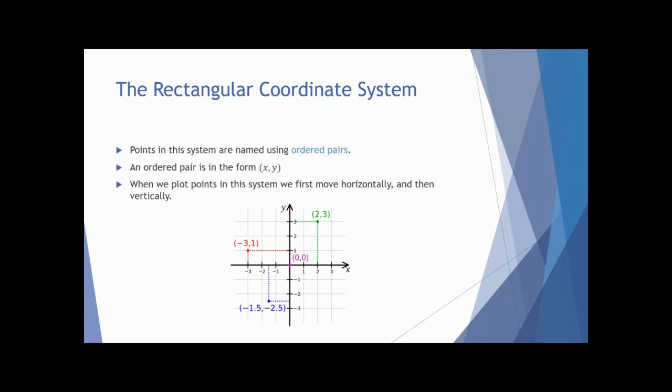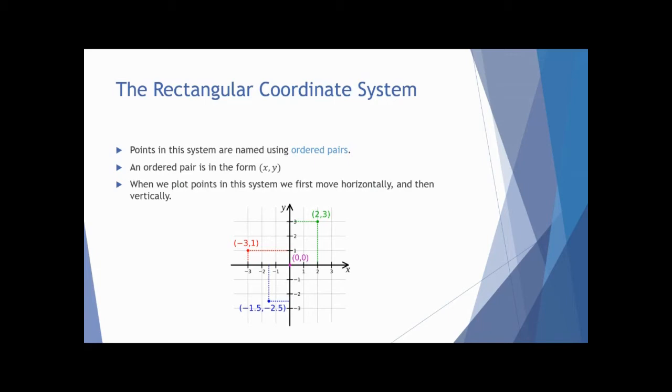So the points in this system are named using ordered pairs because you get a pair of numbers and they're ordered X, Y. It goes in alphabetical order. So the X value is always the first one, the Y value is always the second one. And when we plot points, we always move horizontally first and then vertically.